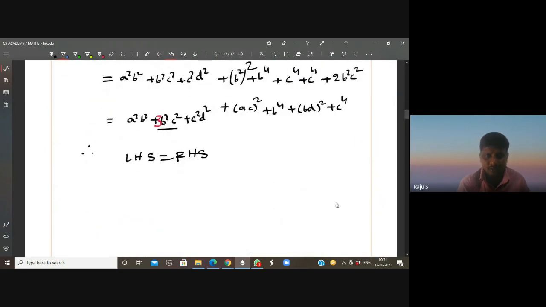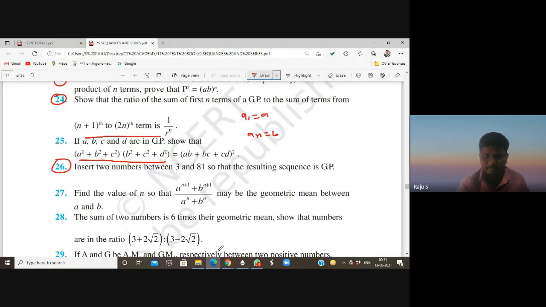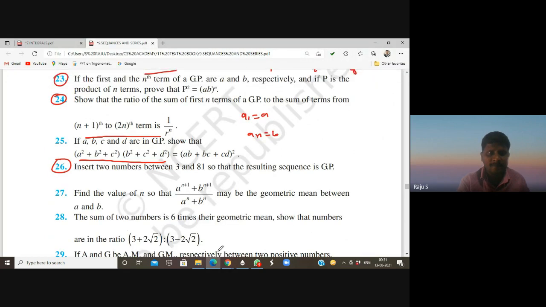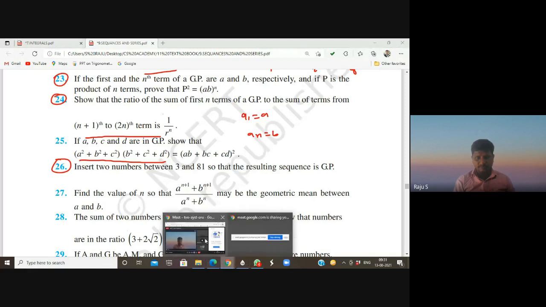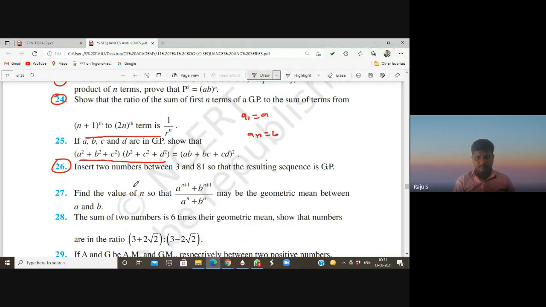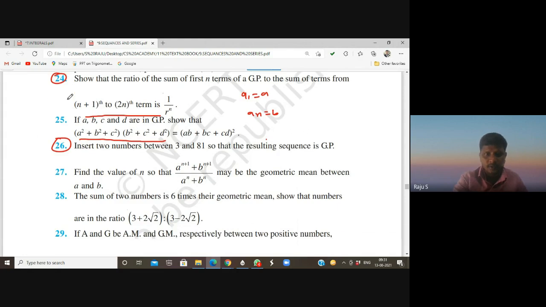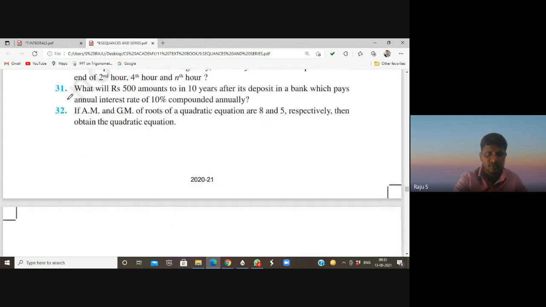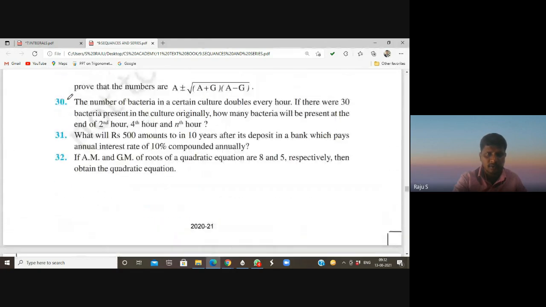You can do it in another way also. Clear students? Having any doubts? You can try to do this question number 26. How many questions are there? Many questions are there in this exercise, nearly 32.